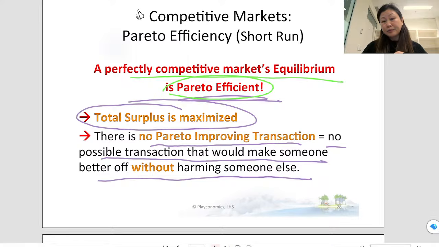We know that a perfectly competitive market's equilibrium is Pareto efficient. So in the previous diagram, the $3 price where we set, that is Pareto efficient because your total surplus, your consumer surplus plus your producer surplus, is maximized. That's where it's the greatest. At this point, there's no Pareto improving transaction, which means that there will be no possible transaction that will make anybody better off without making somebody worse off.